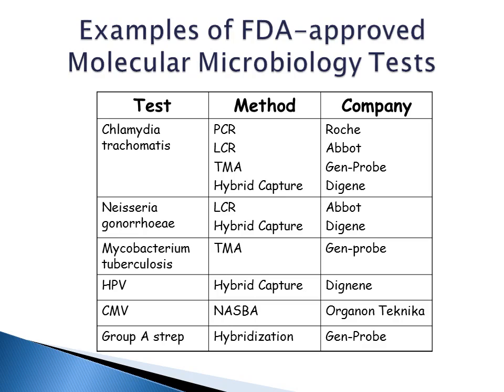So there are other molecular tests available, but some of them have not been FDA approved yet. Different companies have used different methods in their tests. So you can see there's a PCR-based method for chlamydia, a ligase chain reaction, a TMA, a hybrid capture, and we discussed all of these different types of amplification methods in our amplification lecture.